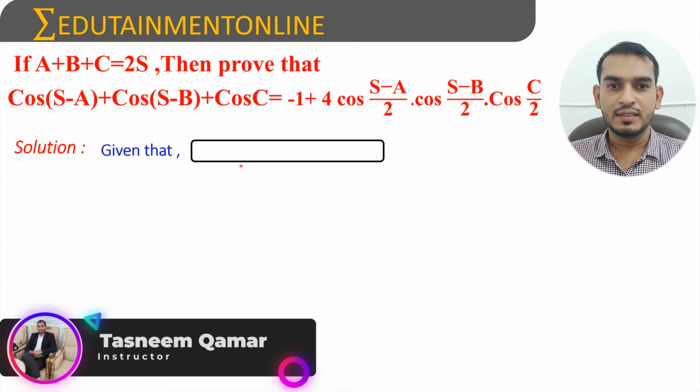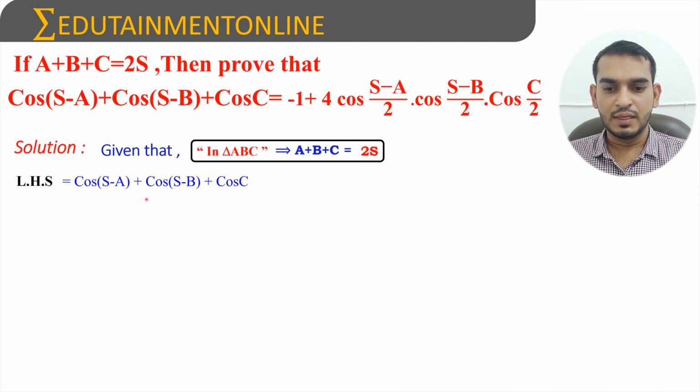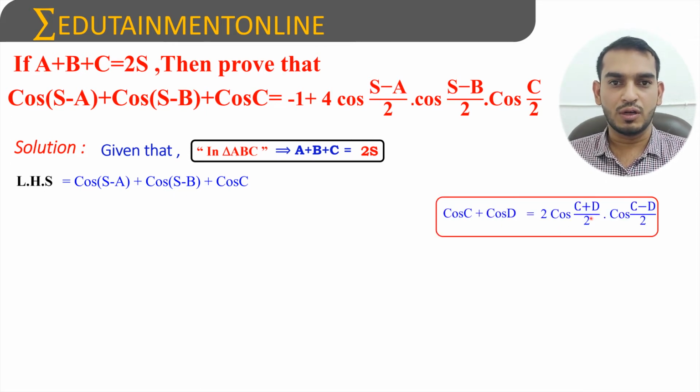So given that the sum of angles in a triangle, a plus b plus c, is equal to 2s, let us take the LHS, which is cos(s minus a) plus cos(s minus b) plus cos c. The first two terms are in the form of cos C plus cos D, so we will convert these using cos C plus cos D is equal to 2 into cos((C plus D) by 2) into cos((C minus D) by 2).